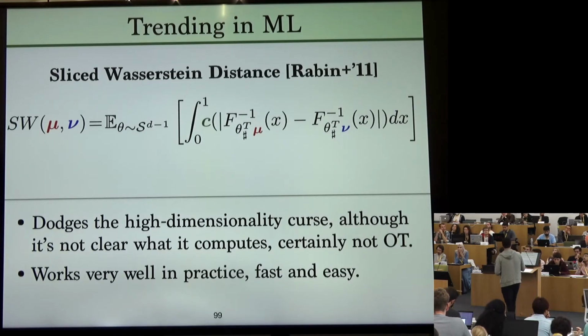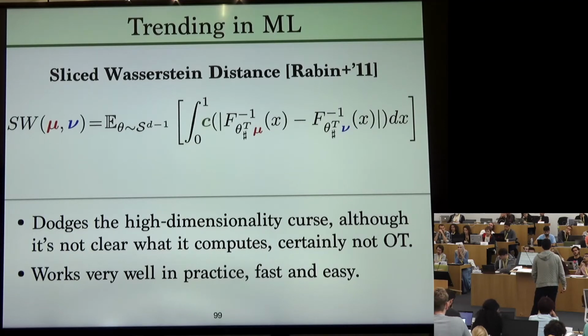I will call the sliced Wasserstein distance between two measures the expectation over some random vector in the sphere theta. So I'm taking any one direction in the sphere. I'm taking several of them. I'm computing the expectation on the right-hand side. And what is on the right-hand side is essentially the Wasserstein distance between the projection of the first measure and the second measure on the same line.